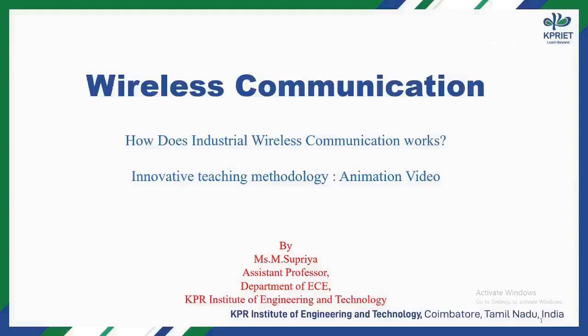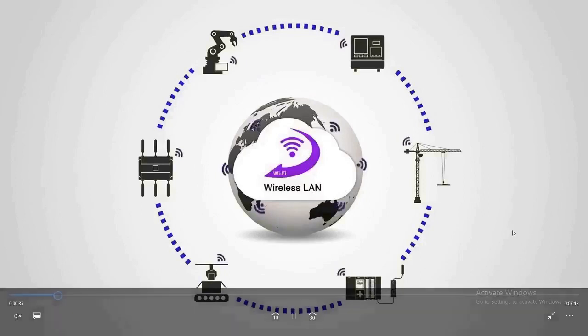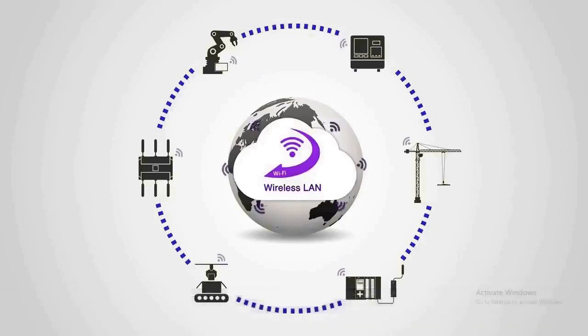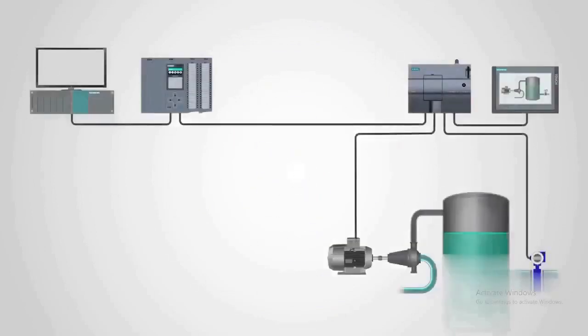Hi all, in this video we are going to see how industrial wireless communication works. Wireless technologies are becoming progressively widespread in industrial automation applications. Over the last 10 years, radio technologies like wireless LAN and Bluetooth have become standardized.